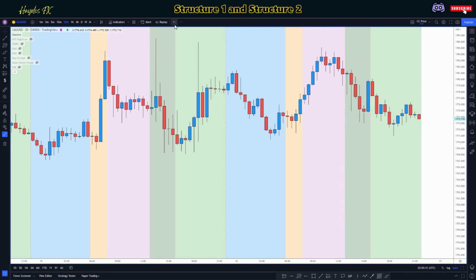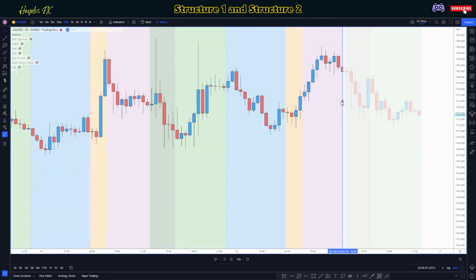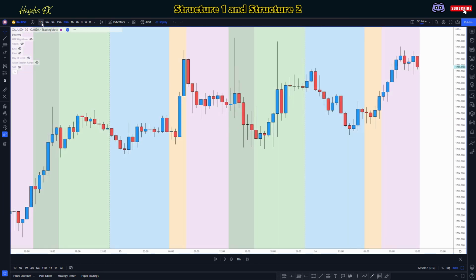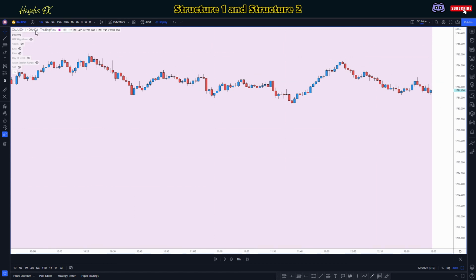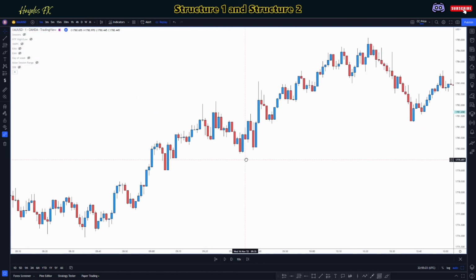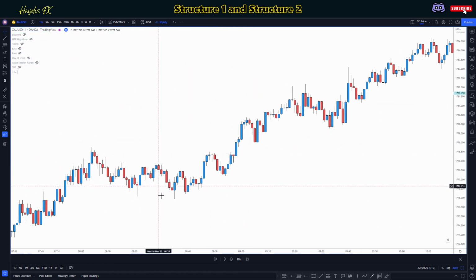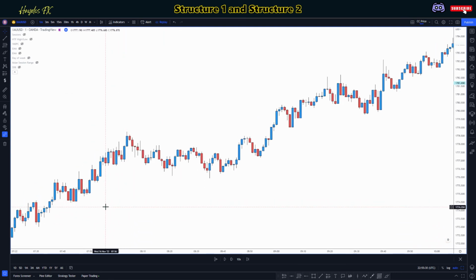If we isolate this area and just pull up here, I'm just going to go straight to the 1 minute chart and show you how the structures tie into each other. The time down here is UK time. So 8 o'clock, this is the UK London Open, precisely this candle here.